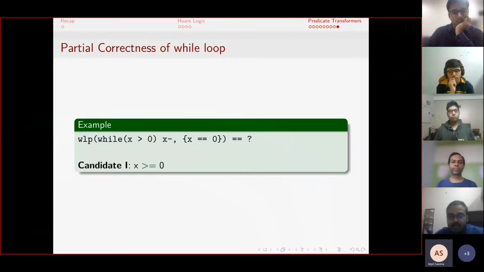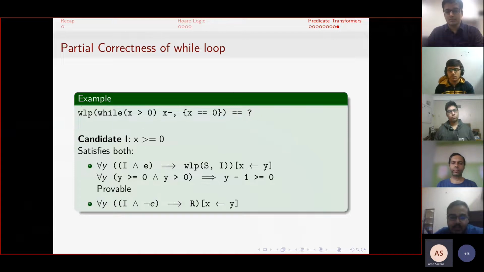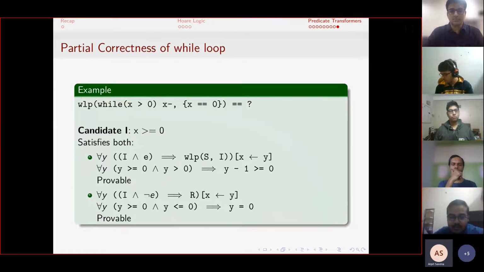So finally we'll look at this candidate that x is greater than or equal to 0, and it satisfies both of the conditions that we had for all y, and these are provable. Yeah, we can also show that it holds the exit condition, and we can show this by saying that for all y, y greater than or equal to 0 and y less than or equal to 0 implies y equal to 0, which is true, and it's provable. Yep. Thank you.